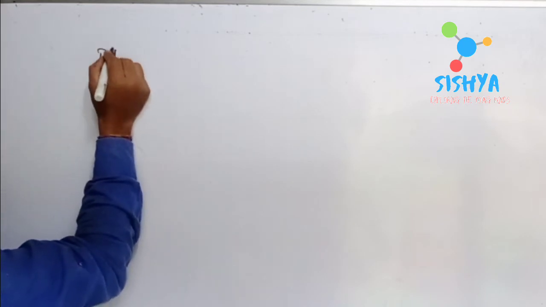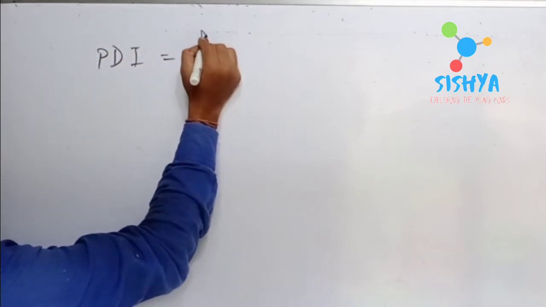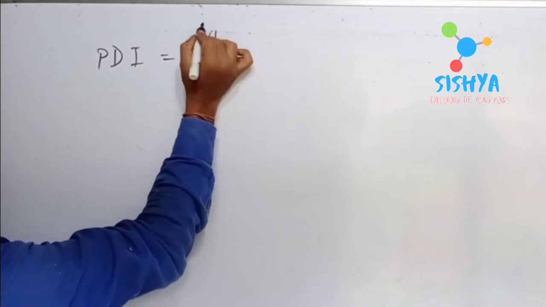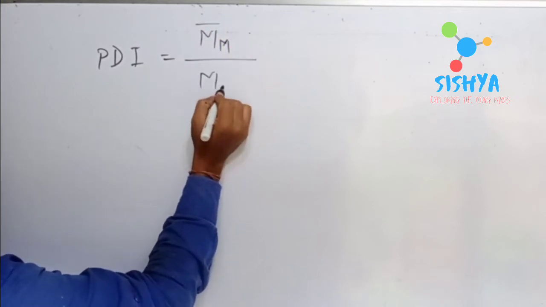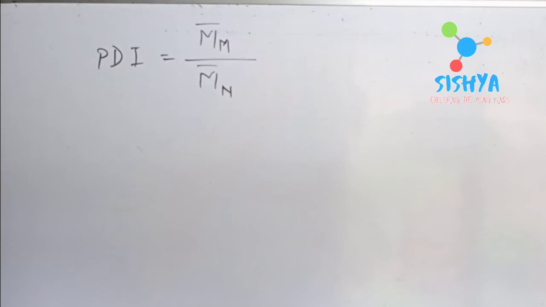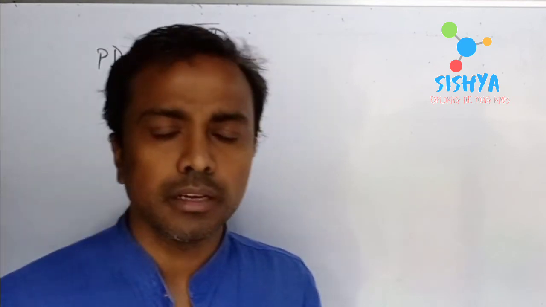So PDI will be the mass average divided by the number average. This one is the mass value, and this one is the number average molar mass. So what will be the value you have to find? This will be the answer of the question.